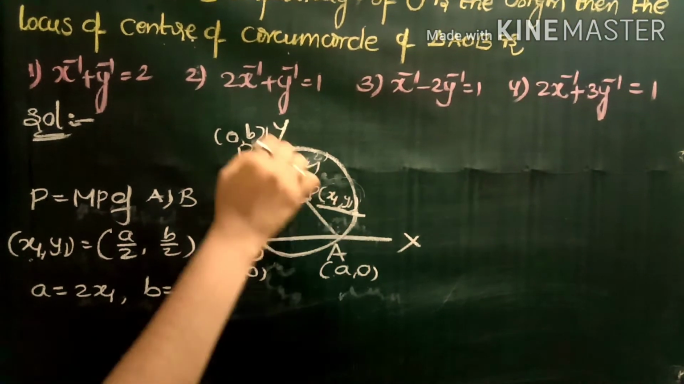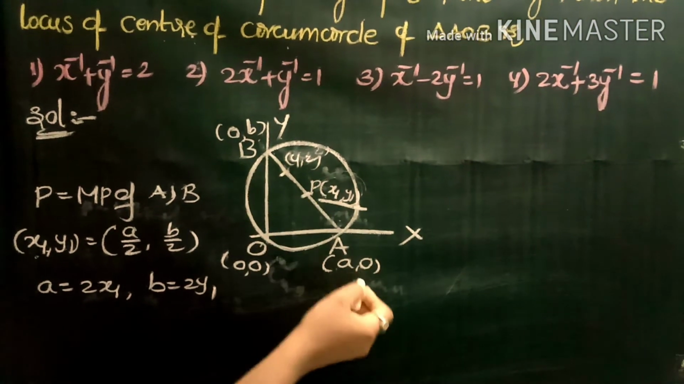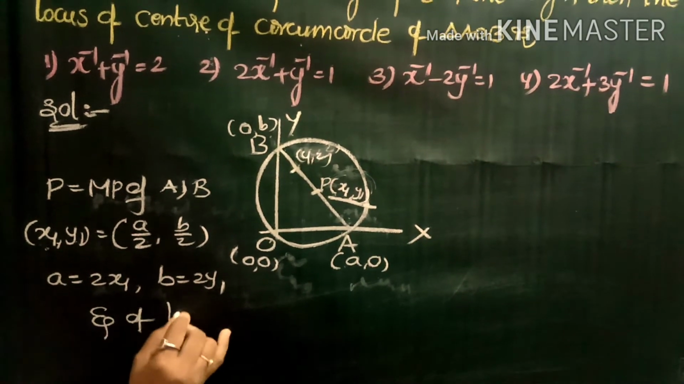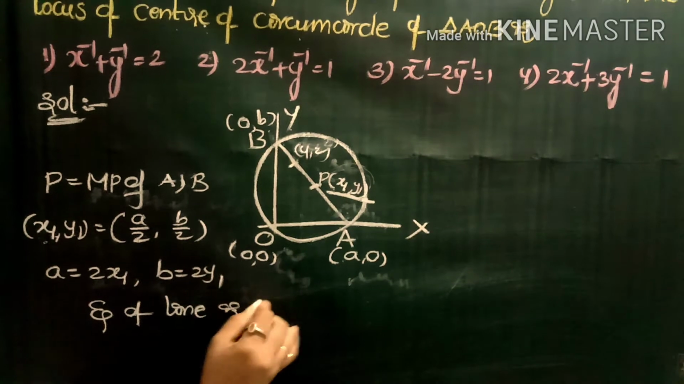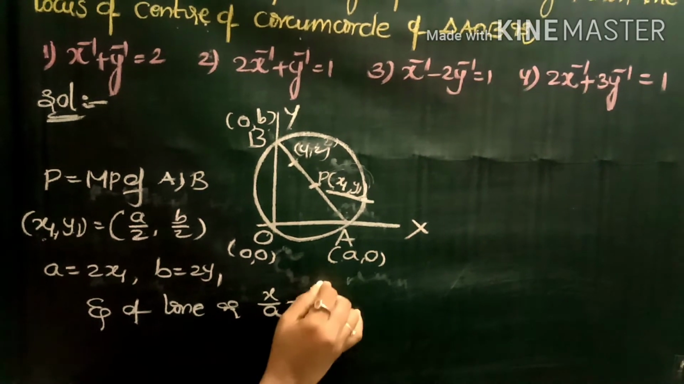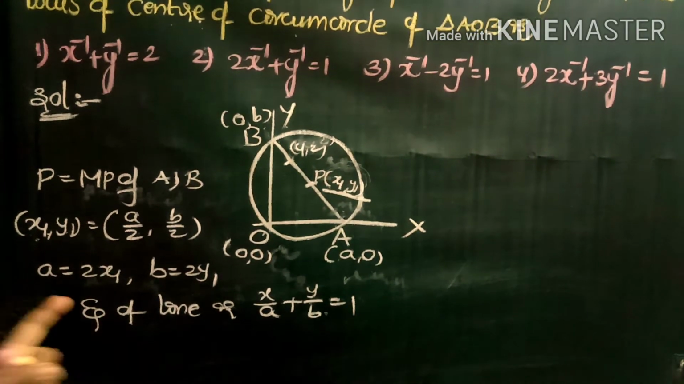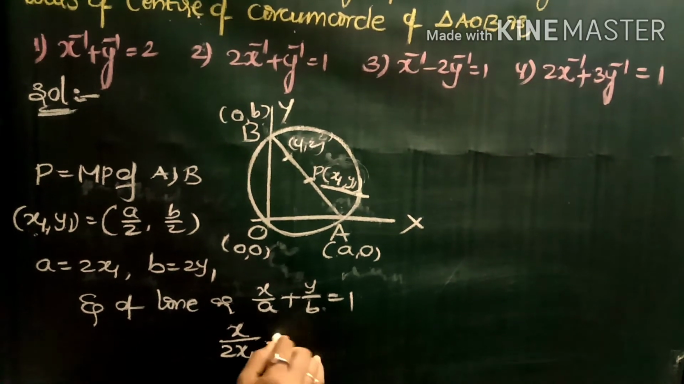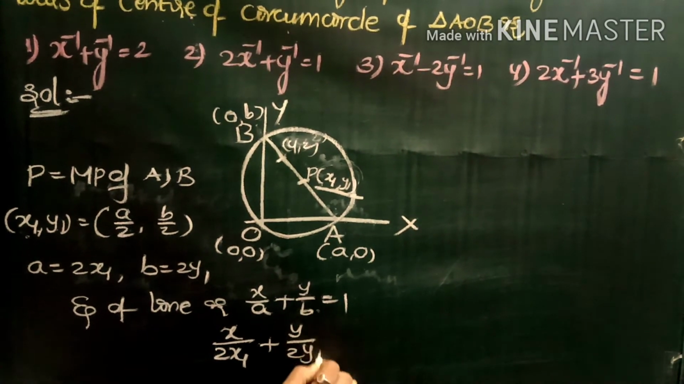Now what is the equation of the line here? The equation of the line is x by a plus y by b is equal to 1. So this is the equation of the line in intercept form. But what are the values of a, b here? They are 2x1 and 2y1. That is, x by 2x1 plus y by 2y1 is equal to 1.